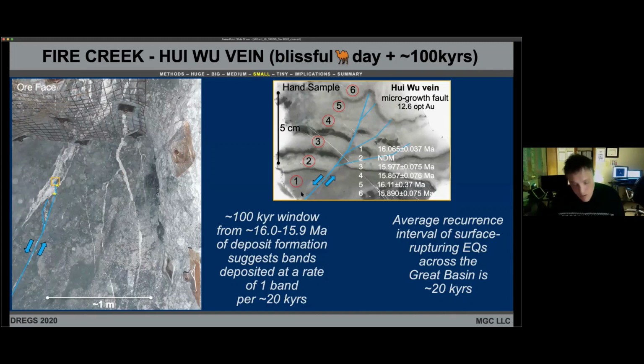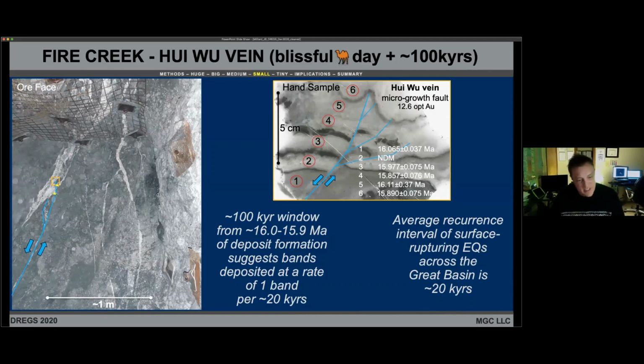And what you can see is there's roughly 100,000 year time window from the oldest to the youngest bands. On average, this occurs over 5 different intervals of banding, which suggests to us that there's roughly a 20,000 year recurrence interval. And this was a fact not pointed out by me, but by one of my committee members, that that's more or less the average recurrence interval of large surface rupturing normal fault earthquakes across the Great Basin.